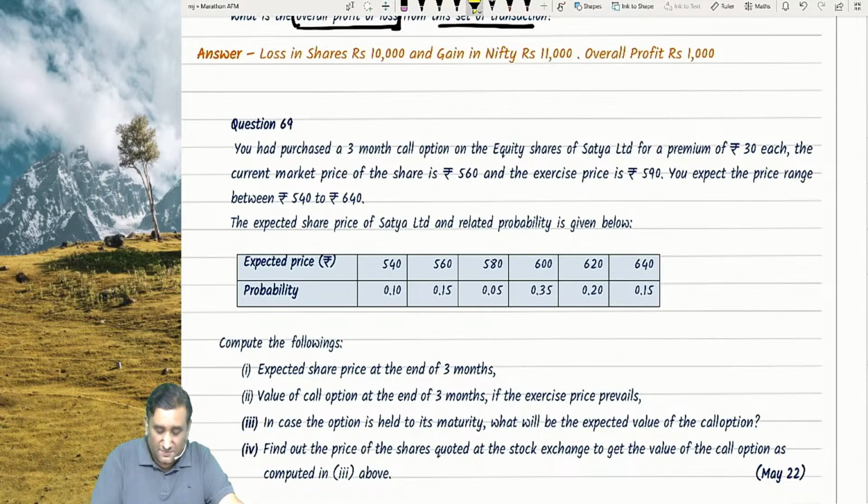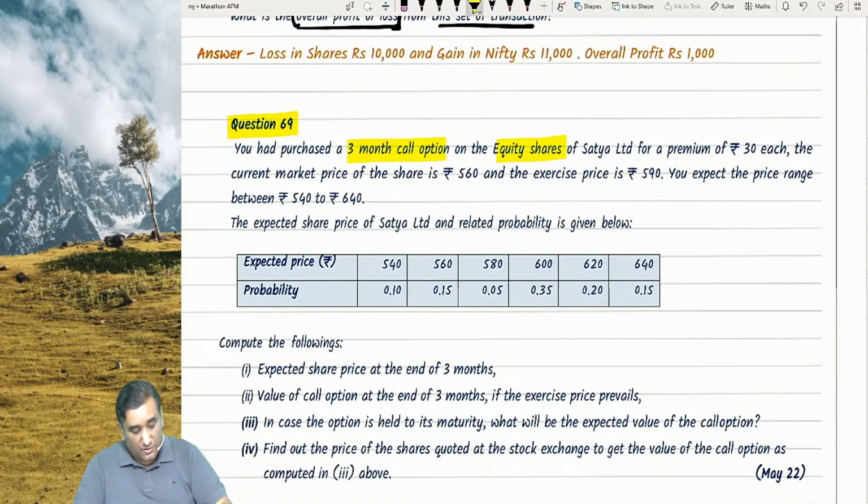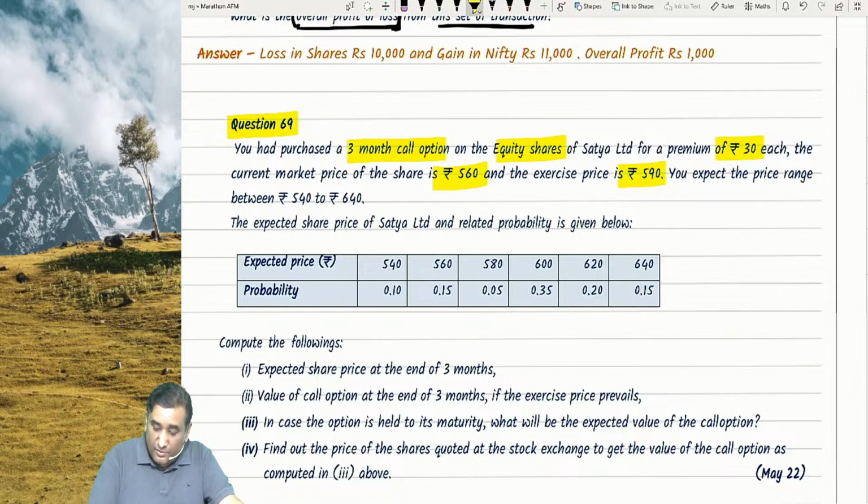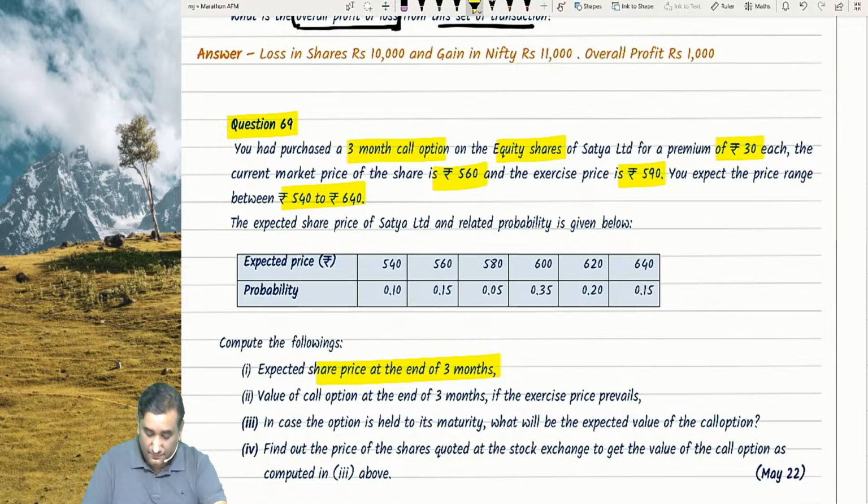The type of question: you have purchased a three-month call option. You have purchased a call option for a premium. Current market price 560, price 5. Check the price after. First part is simple multiply. It is 597.